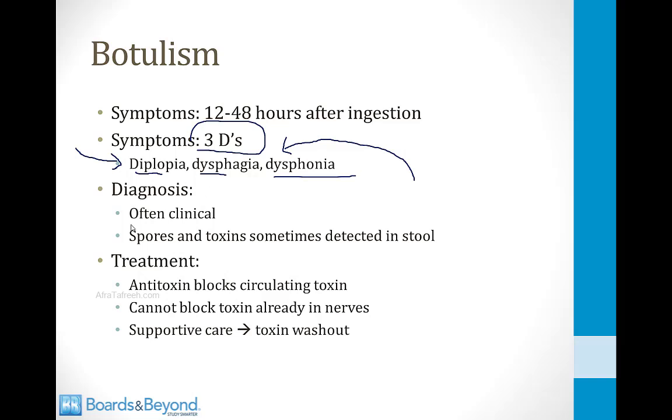The diagnosis is often clinical, but there are some toxins that can sometimes be detected in the stool if you suspect it. And the treatment is to give an antitoxin that blocks circulating toxin, but just like with tetanus, this can't block the toxin that's already in the nerve, so you have to support patients until the toxin washes out. Sometimes they need to be on mechanical ventilation or need other types of support until the toxin is gone from the body.